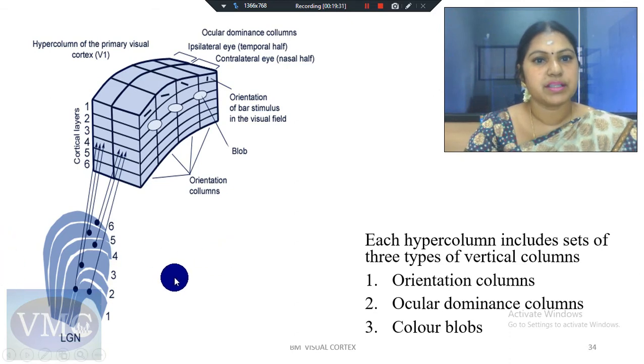Next we will see ocular dominance columns. As the name says, ocular dominance means the dominant eye, okay, the right eye and the left eye. Here you can see the ipsilateral eye, here the contralateral eye, the left eye and the right eye. The information comes alternately placed along the cortex, and this is called ocular dominance columns. Then you can see the round structures here. These are called blobs. Blobs are concerned with your color vision.